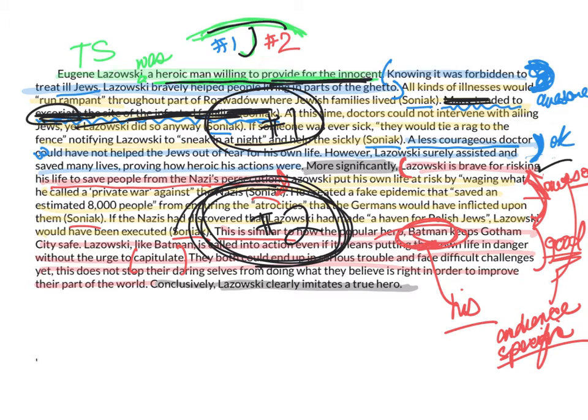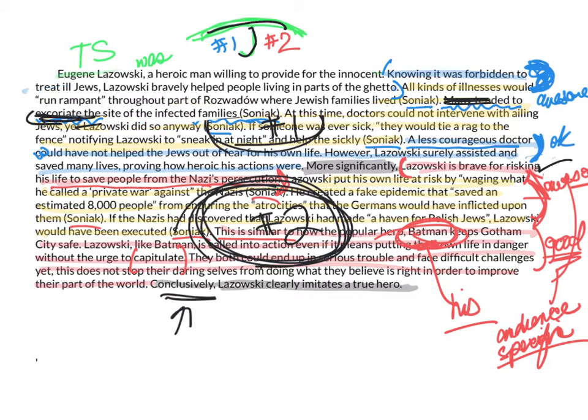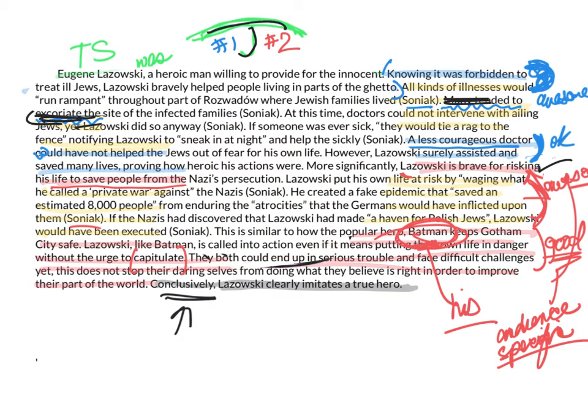I'm looking for three things. First of all, I see that there is a concluding transition. So conclusively. So that's my closing transition, which does work very well. Lazowski clearly imitates a true hero. So the next thing is I need to have something that ties back to the opening. And I do tie back to the opening, but I do have a little bit of a problem here.